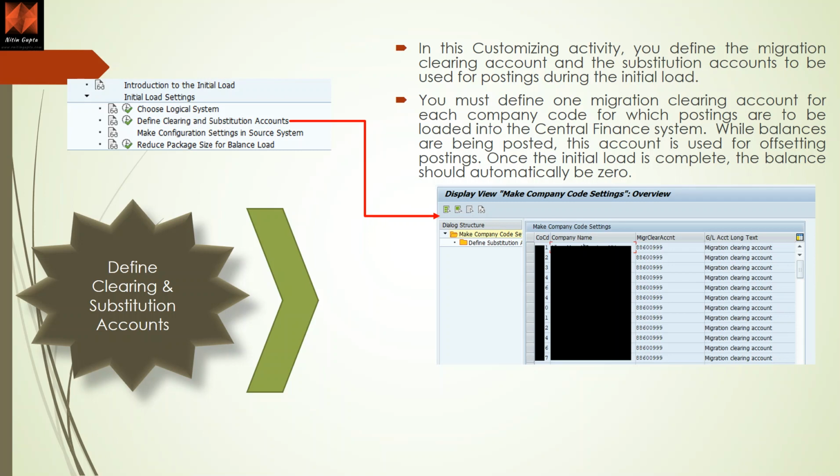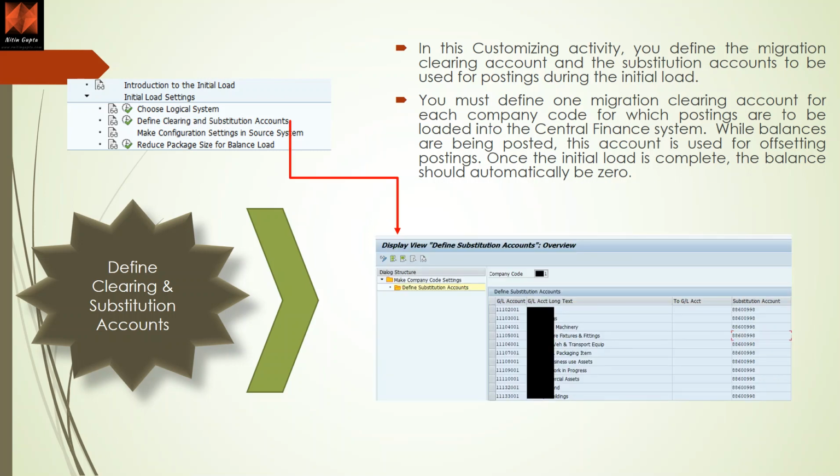Once you have defined this account, the next step is to define the substitution account. You define a substitution account for every open item managed account, for every reconciliation account in the source system. On the left-hand side you see every reconciliation account, and then there is a substitution account in front. Of course, you can define a group of reconciliation accounts against one substitution account.